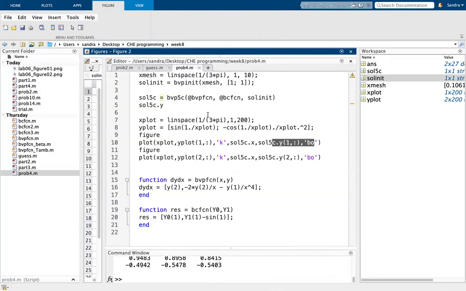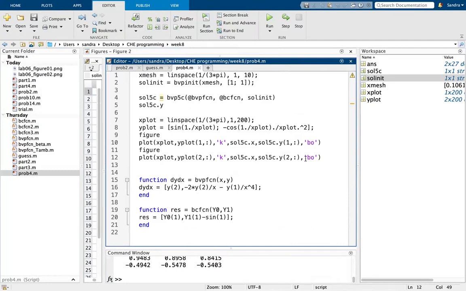Do you want to see the code? I hope it is clear. Now moving on to the next question.